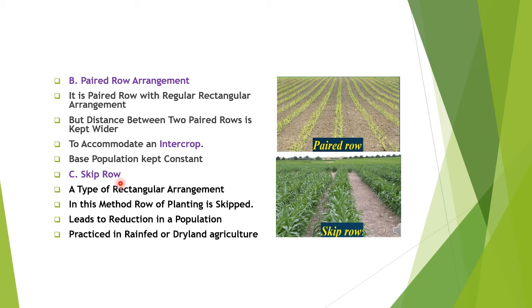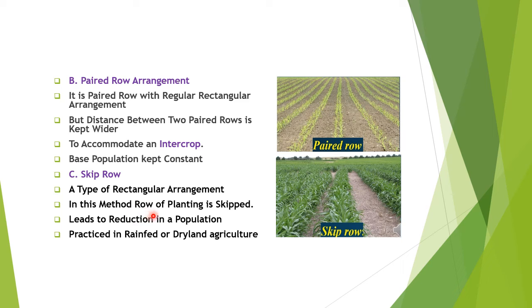Then there is a skip row, a type of rectangular arrangement. In this method, a row of planting is skipped. So here is a row, this is another row, and this area is skipped here.